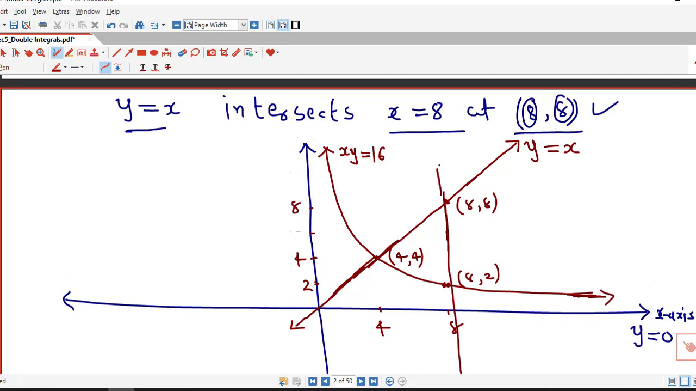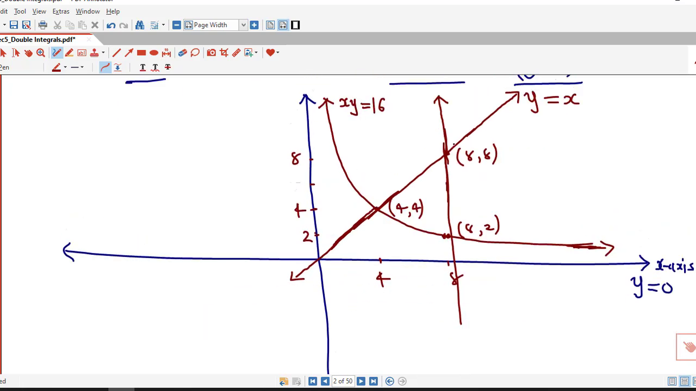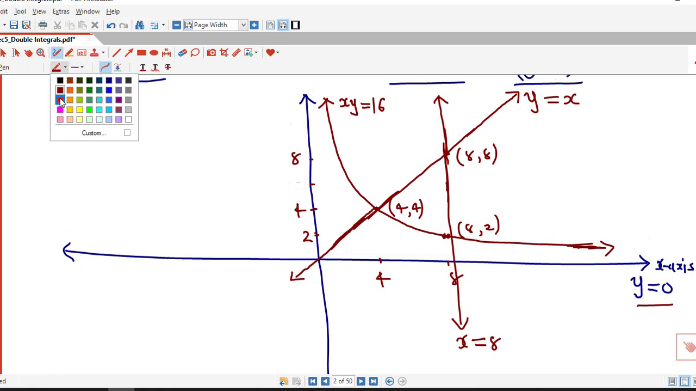so we can approximately consider that this is the line x equal to 8. So this line is x equal to 8. We have y equal to 0, y equal to x and rectangular hyperbola x into y equal to 16. Now our region is nothing but the region in the first quadrant bounded by rectangular hyperbola, line x equal to 8, line y equal to x and y equal to 0.